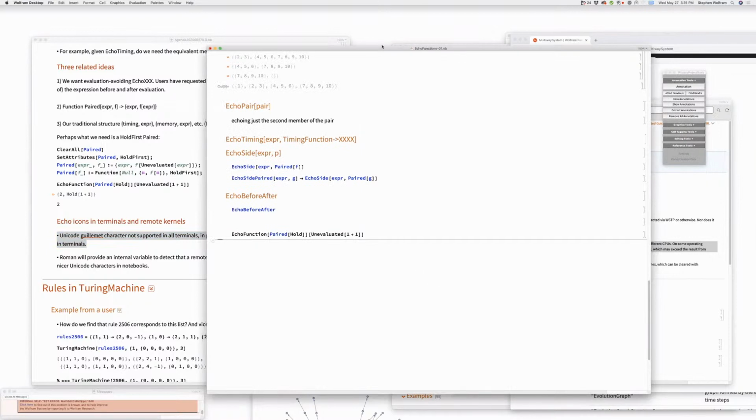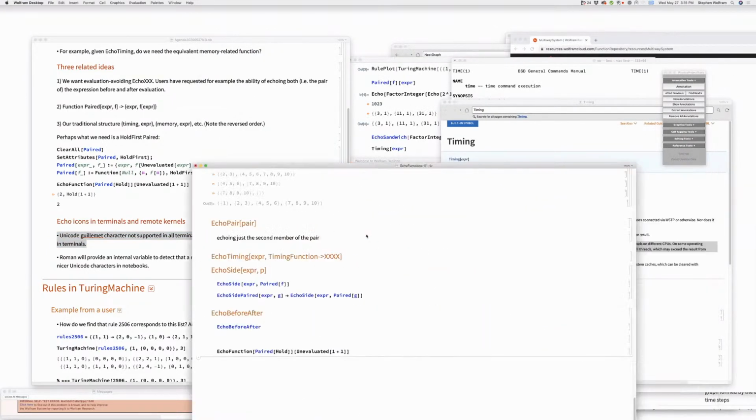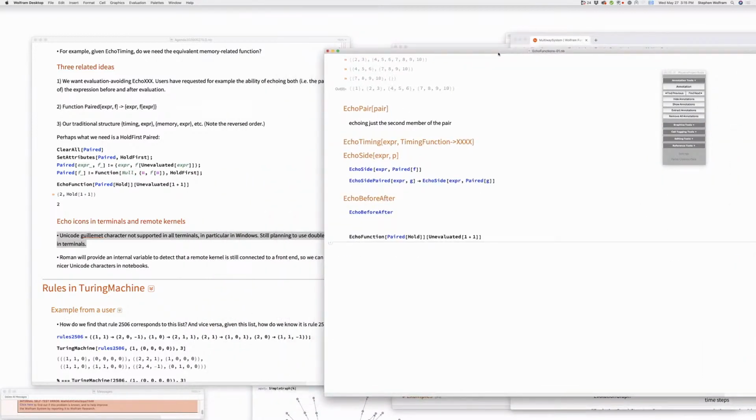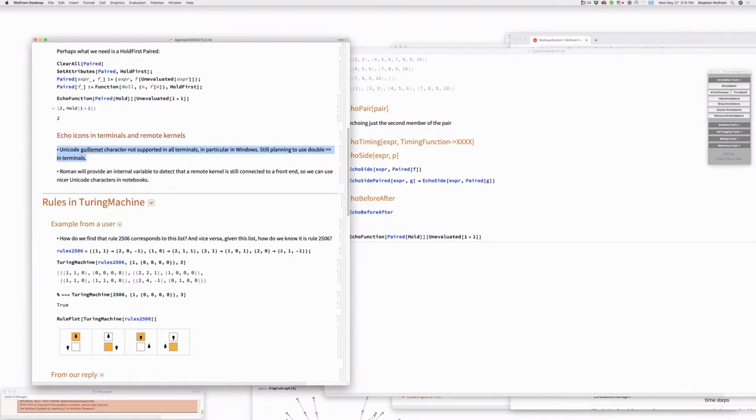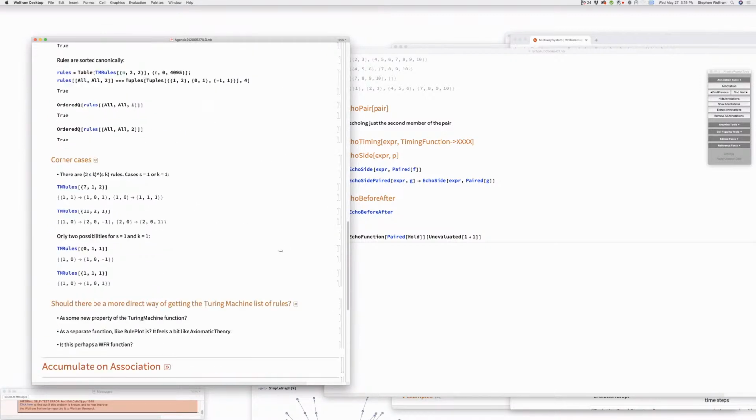Oh boy, that's unfortunate. Oh, in terminals, but I don't have to see that in what I'm doing. No, we talked to Roman. He says he can provide a variable that will allow the right thing in notebooks. Okay, fine. All right. Okay, good. Thank you all. Thanks to folks on the live.